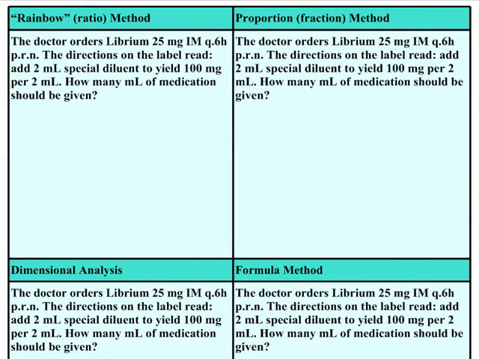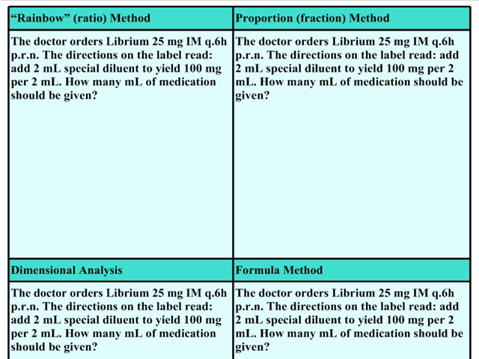Now let's try some reconstitution problems. Let's look at our first problem. The doctor orders Librium 25 milligrams IM every 6 hours as needed. The directions on the label read, add 2 milliliters special diluent to yield 100 milligrams per 2 mLs. How many mLs of medication should be given?